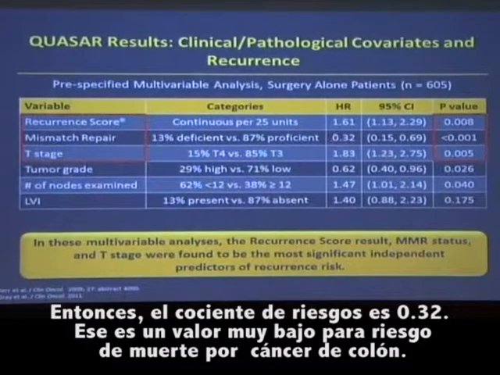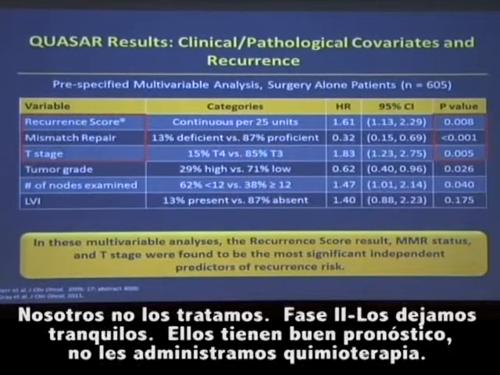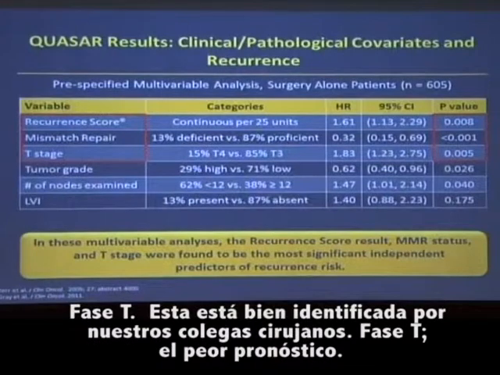So your hazard ratio is 0.32, okay? That's a very low risk of death from colon cancer. And I'm going to tell you several times today, we do not treat mismatch repair deficient patients in the United States. We do not treat them. Stage 2, we leave them alone. They have good prognosis, we give them no chemotherapy, okay?